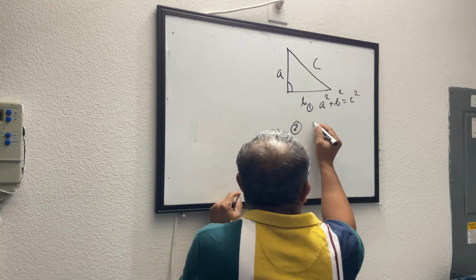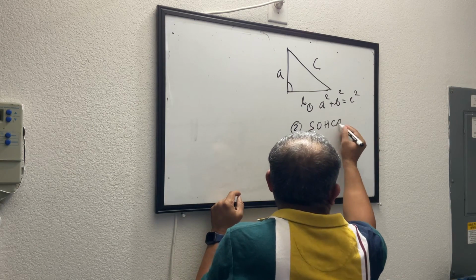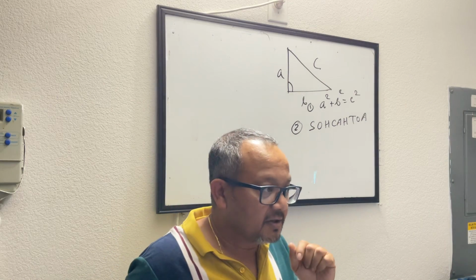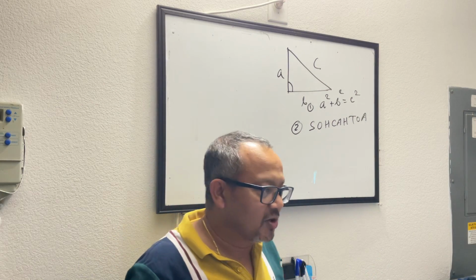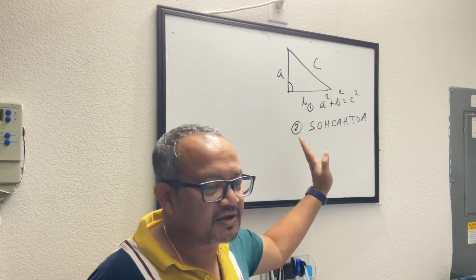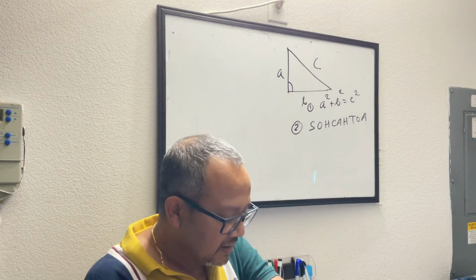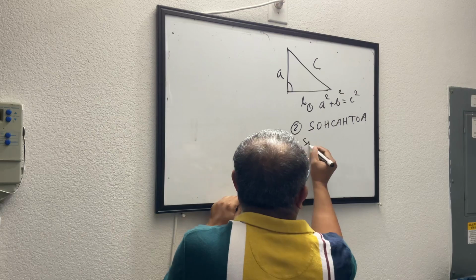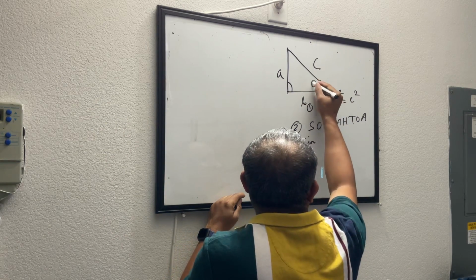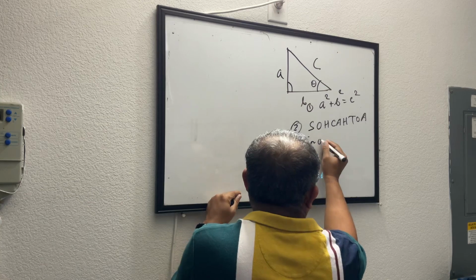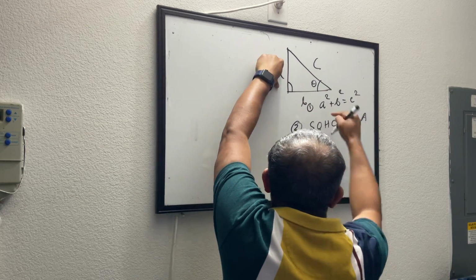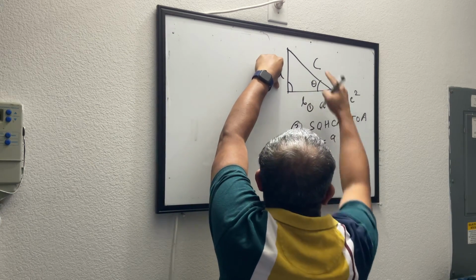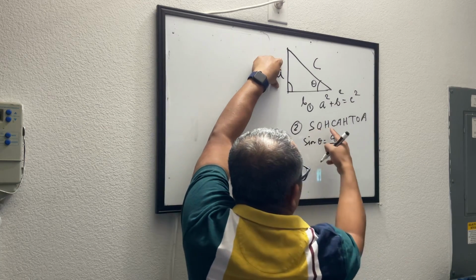The second one is SOHCAHTOA. Is everybody able to recollect what I mean by SOHCAHTOA? This gives you the basic definition of how you find the relationship between the sides and the angles. What is sine of any angle? If I'm taking this as an angle, sine of theta would be opposite side divided by hypotenuse. This is the side opposite to the angle we're talking about, A over C.